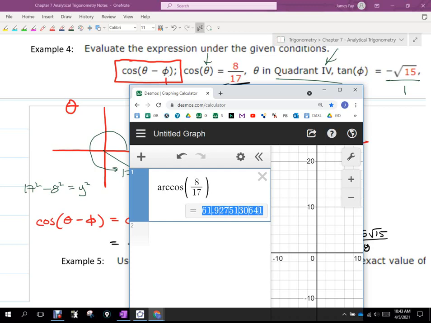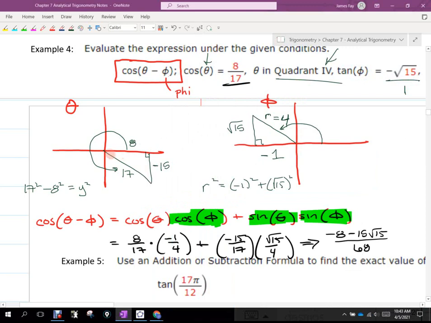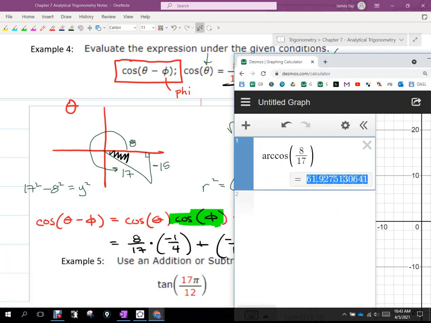Is 61 degrees in the fourth quadrant? No. That 61 degrees, though, is the same as this angle right here where my cursor is. So if I want a fourth quadrant angle, I'm going to take 360 minus that, and I'm going to call that t. That's theta. Does that make sense to everybody?